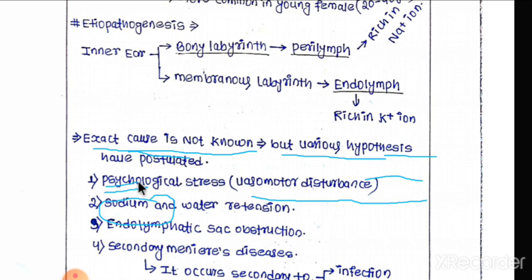Number one is psychological stress. With the increase of psychological stress, there is vasomotor disturbance. There may be an increase in vasodilation, and this vasodilation leads to excessive secretion of endolymph within the scala media. Maybe there is sodium and water retention, and decreased absorption, meaning there is endolymphatic sac obstruction.